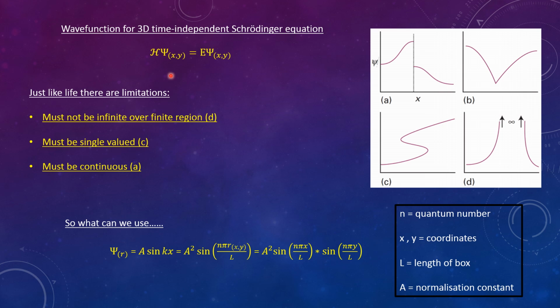So, to define our wave function for a 3D box, we must first look at the time-independent Schrödinger equation and the limitations that we pose onto that wave function. The limitations are that it must not be infinite over a finite region, each value must be single valued, and our wave function must be continuous. By this means, we can use a sine function, as shown down here, where we have our x and our y, and we just times these two wave functions together with this a value, the normalization constant.